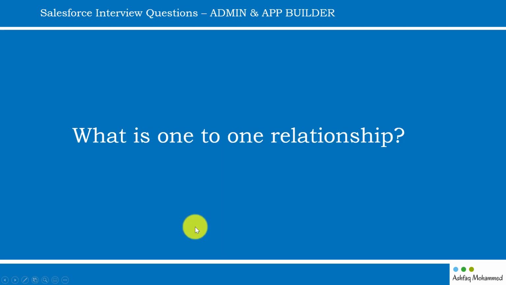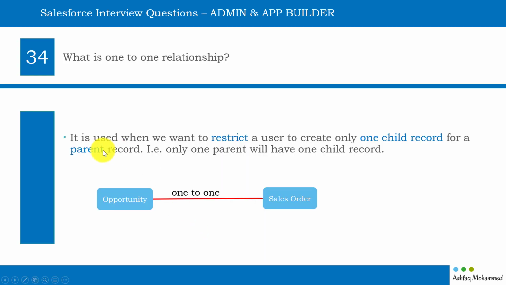Next question is, what is a one-to-one relationship? As I said, when one record of an opportunity should be associated with only one record of a sales order, you have to use a one-to-one relationship. It is used when we want to restrict the user to create only one child record for a parent record. Salesforce doesn't stop this by default; you can create multiple child records for a parent, but there is a way we can restrict it. It's not a separate relationship we are creating, but there is a way to restrict, so only one parent will have one child record. Cool.